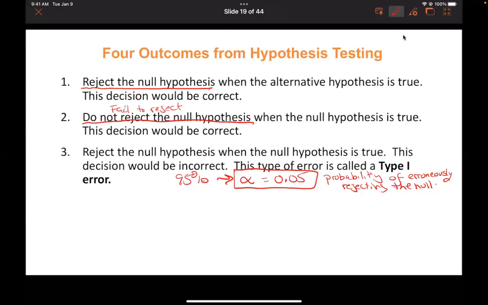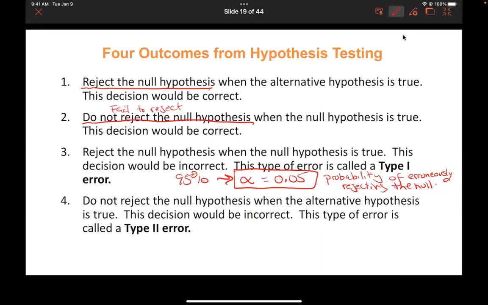So the type 2 error is just the opposite. If my alternative hypothesis is true, yet I don't reject the null, this is a type 2 error, and this is beta. I don't even have a value for that, but as the alpha gets bigger, the beta gets smaller. If the beta gets bigger, the alpha gets smaller.